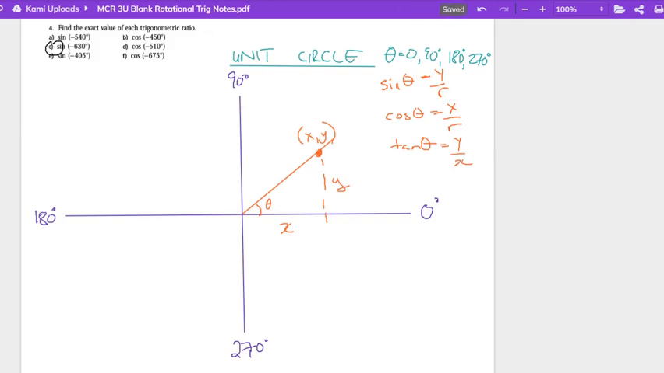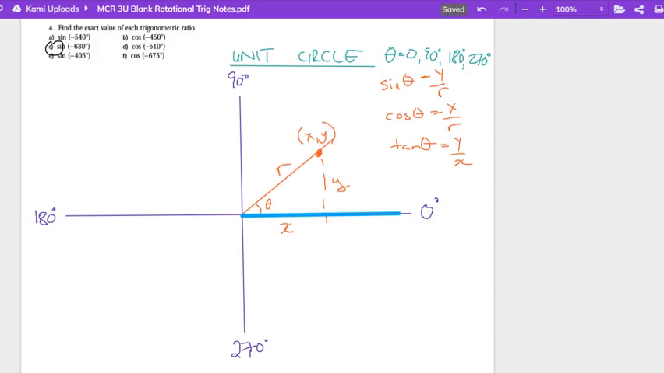So in the past, we just take a point on the terminal arm and use those values. And then, of course, we have to find the r. And we can find these ratios. Okay. Well, so what happens when our terminal arm lies, let's start off with the x-axis. So when our terminal arm is on the positive x-axis, okay?